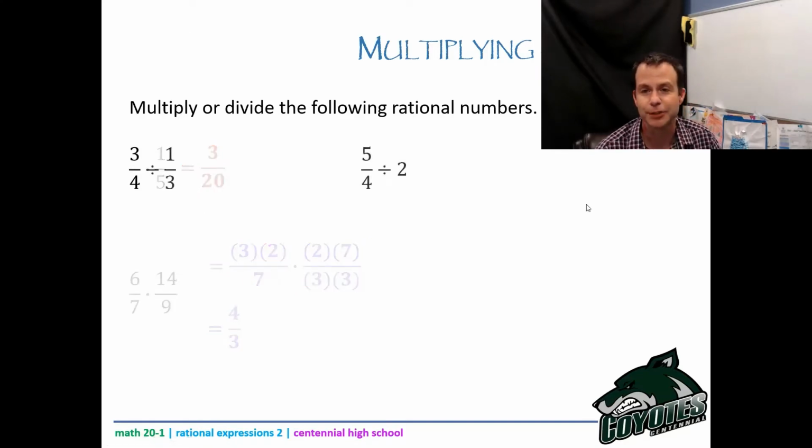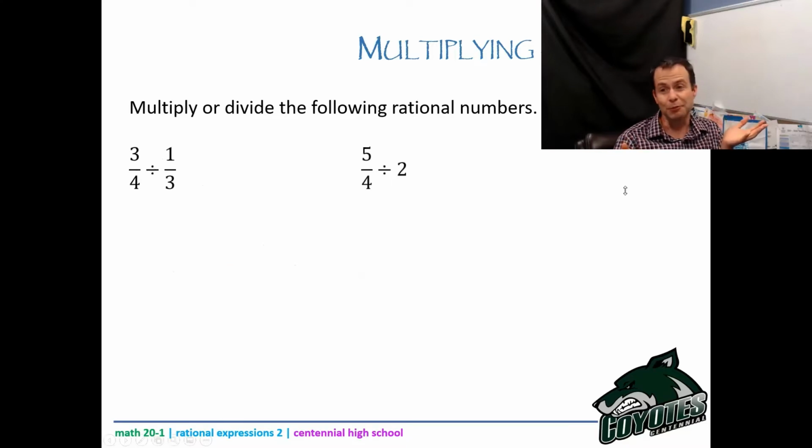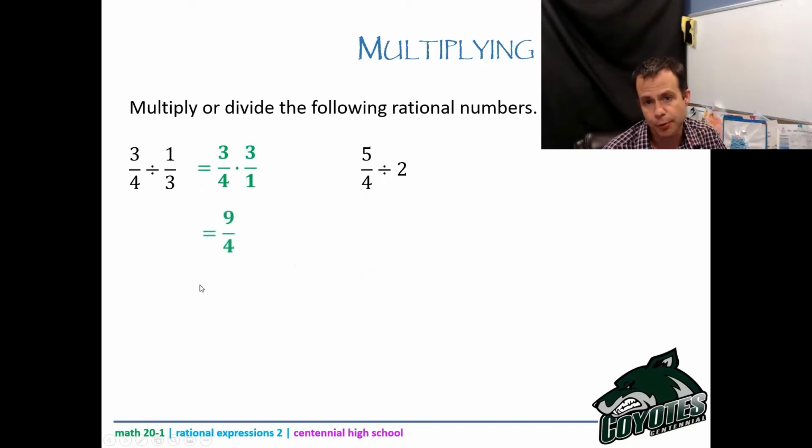Okay, let's talk division now. Remember, or maybe you don't remember, but I'm going to tell you, when we divide fractions, what we do is we can change the division to multiplication, and then we flip the second fraction. So dividing by 1/3 is the same as multiplying by 3/1, okay? So we change it to multiplication, and then we flip the second fraction. So I've got 3/4 times 3/1, and that would give me 9/4.